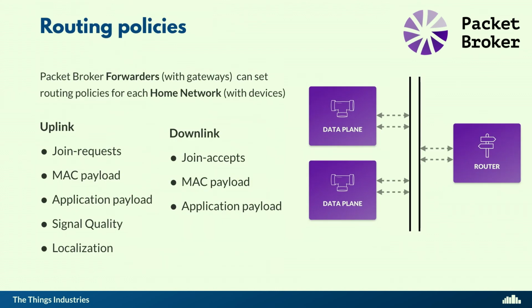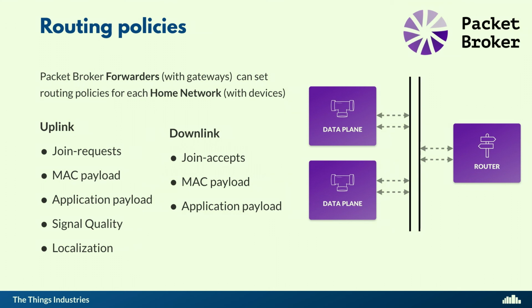Routing policies. This is also unique to the packet broker. You want to control what home networks can see, because this depends on the arrangement that you have with them. And so you can say, as a forwarder network, so if you own a gateway, you can say per home network what data they may receive. So that could be join request, MAC layer payload, application layer payload, signal quality, localization. You can do anything. You can do only MAC payload, for example. You can pick and choose.